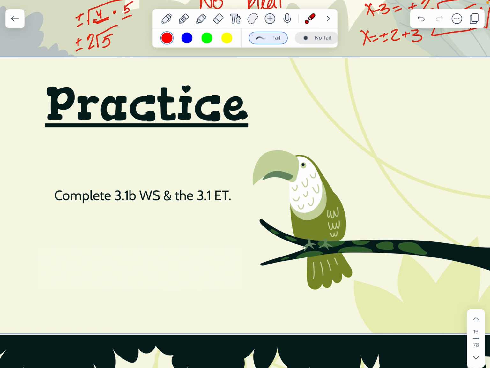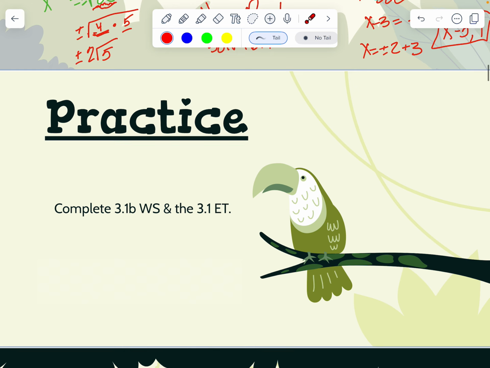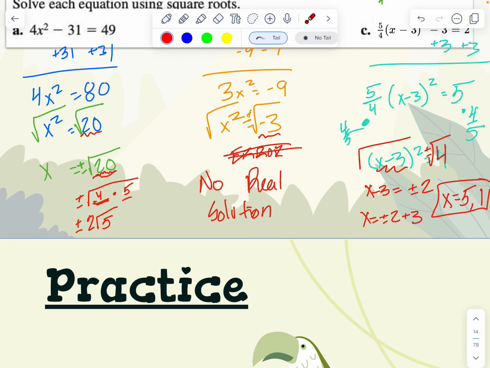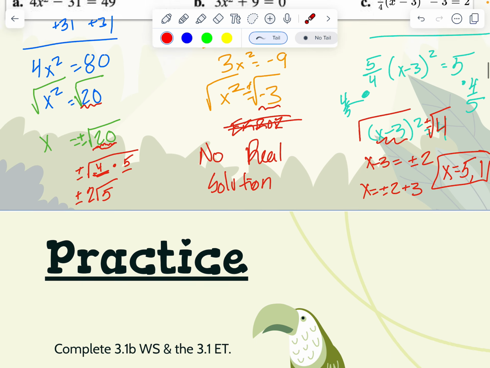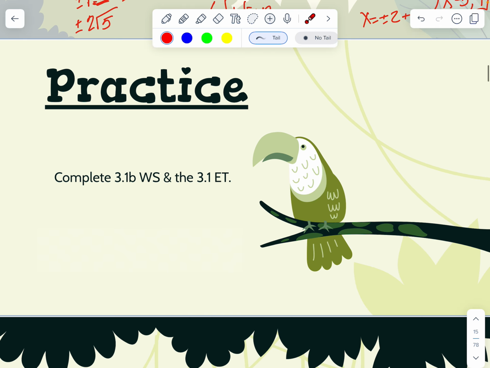Those are the only three examples. Those are the three different types of problems that you'll need. Your difficulty probably today is going to come with simplifying the square roots. That's a lot of times the hardest part of this. But you've got now a worksheet and an exit ticket.